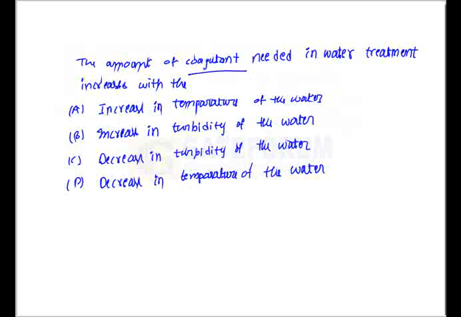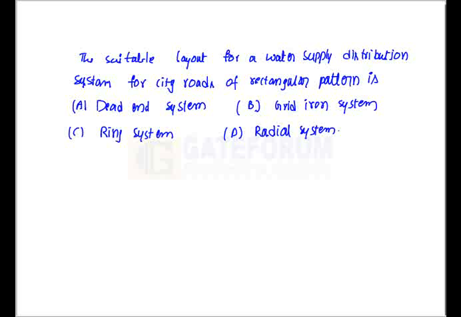The amount of coagulant needed in the water treatment plant is directly related to the turbidity that is present in the water. So as the turbidity of water is going to increase, then the amount of coagulant needed is going to increase. So increase in turbidity of water is going to increase the coagulant needed. So option B is correct. For city roads of rectangular pattern, the suitable layout for water supply distribution is grid iron system. So option B is correct.